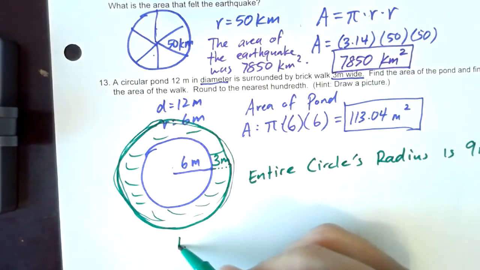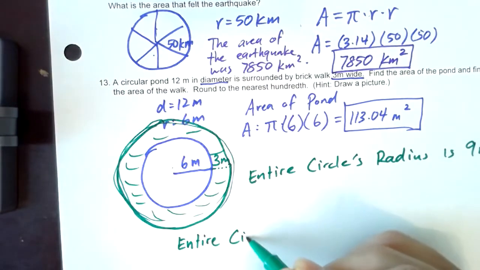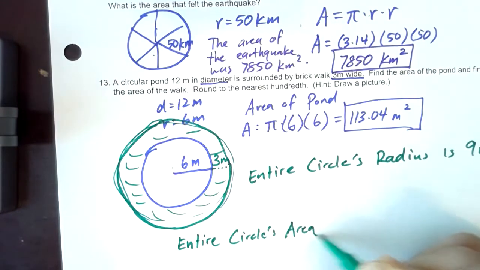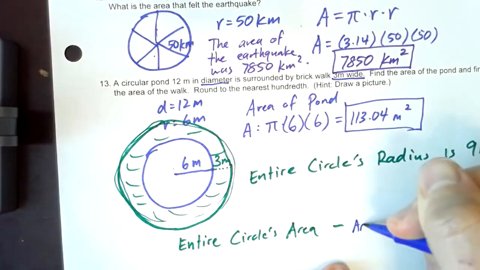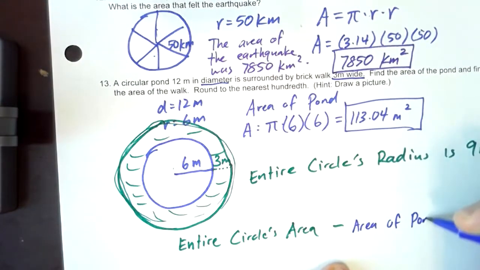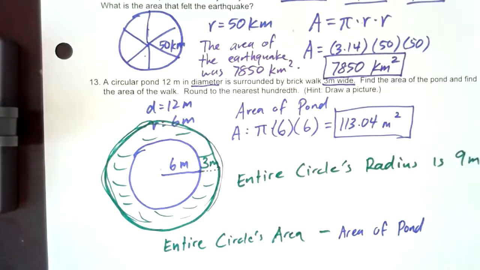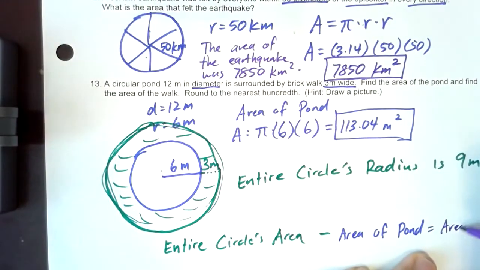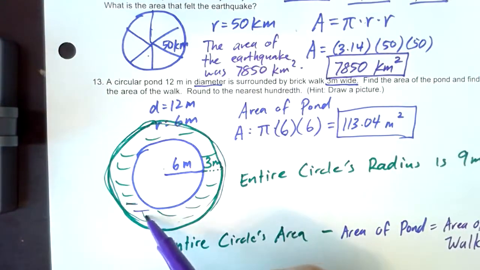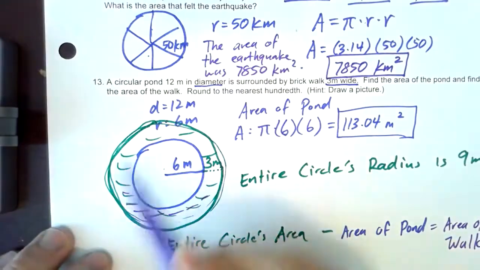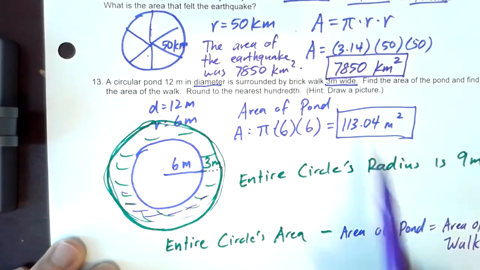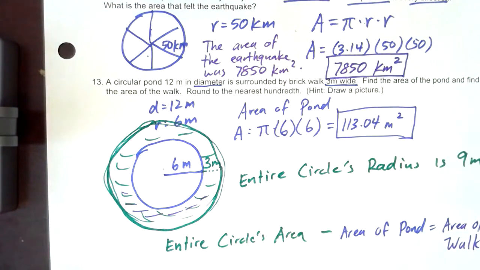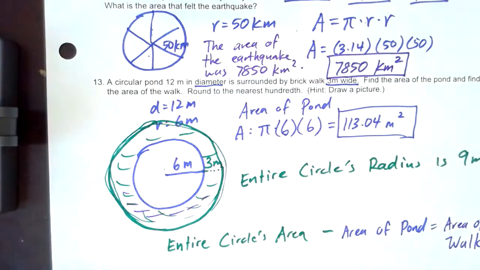Okay, so I'm going to write this. Entire circle area minus area of pond. That's going to give me the area of the walk. This walkway, which I've kind of shaded in green, I'll also shade in purple. That walkway is the entire circle's area minus the area of the pond, and that will equal the area of the walkway. So we already calculated the area of the pond.